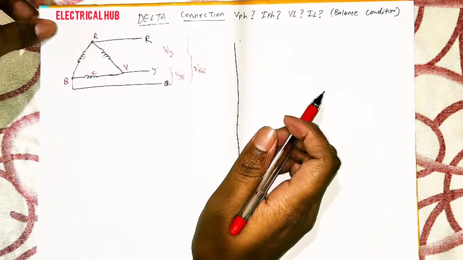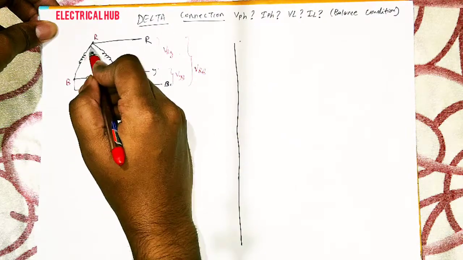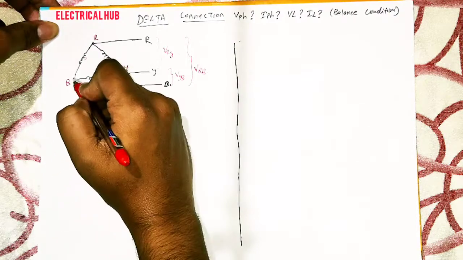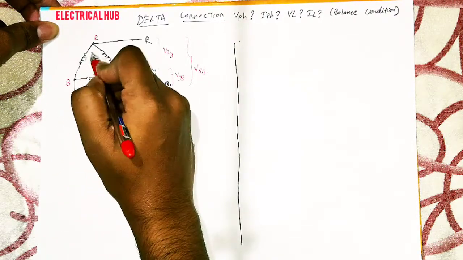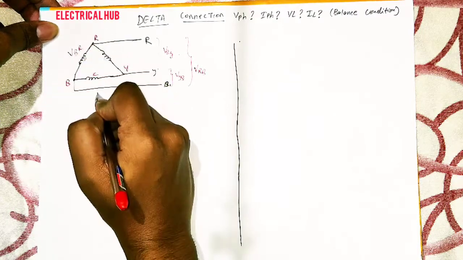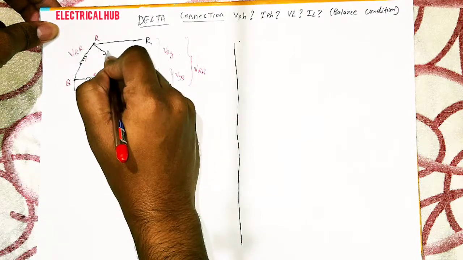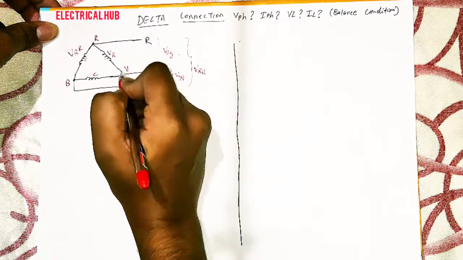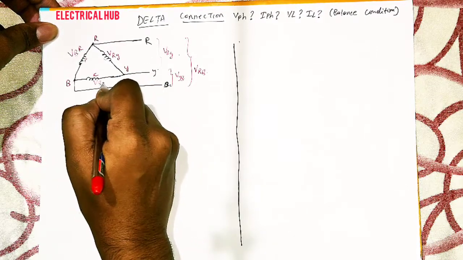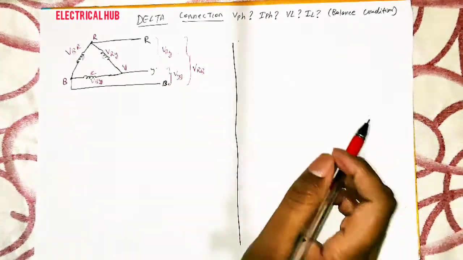Okay, and now let's talk about the phase voltage. What is phase voltage? The voltage between the junctions of the phase, which is this part. What will be the voltage between this point and this point, between B and R? The voltage between B and R will be VBR. Alright, this part. And between R and Y, VRY. And between B and Y, VBY. Alright, so now we have got the value of line voltage as well as phase voltage.